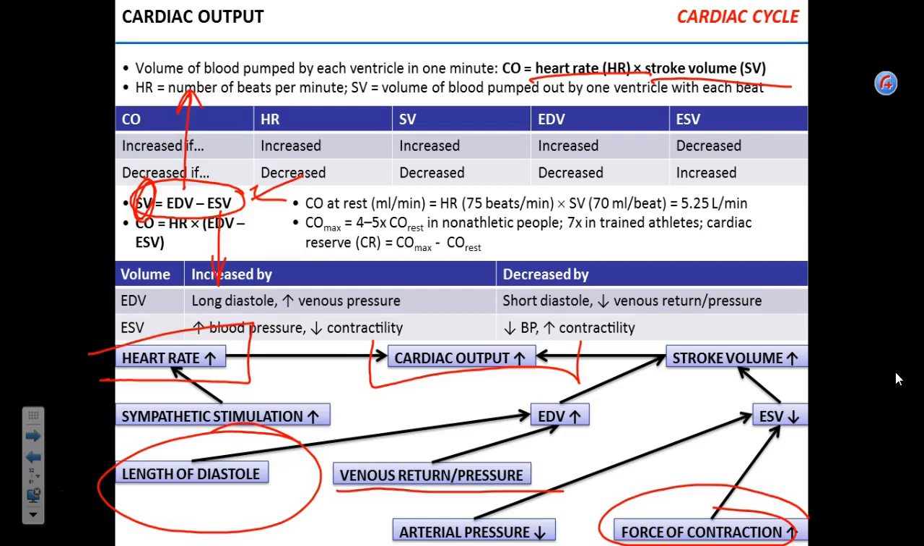So, taken overall, in order to increase cardiac output, you can either increase heart rate or increase stroke volume. And you can increase stroke volume either by increasing end diastolic volume, letting more blood be in the heart in the diastole before it contracts, or lowering your end systolic volume, meaning squeezing as much blood as possible out of the heart. Does that make sense? Are we good?